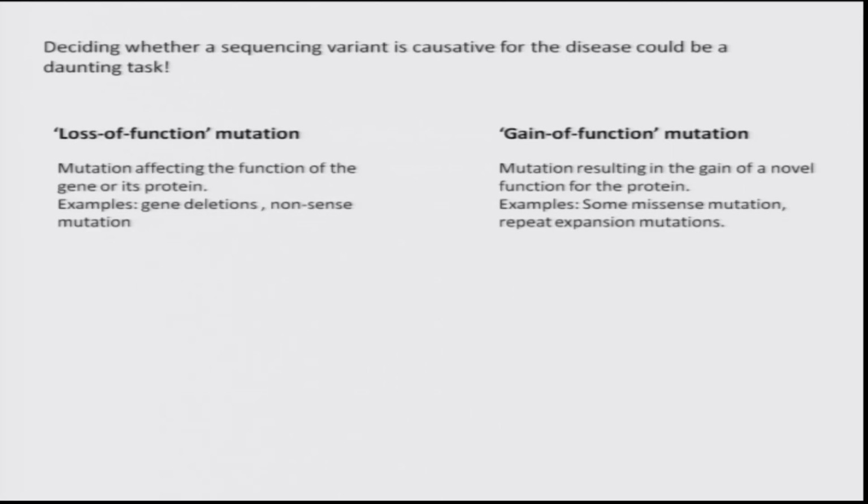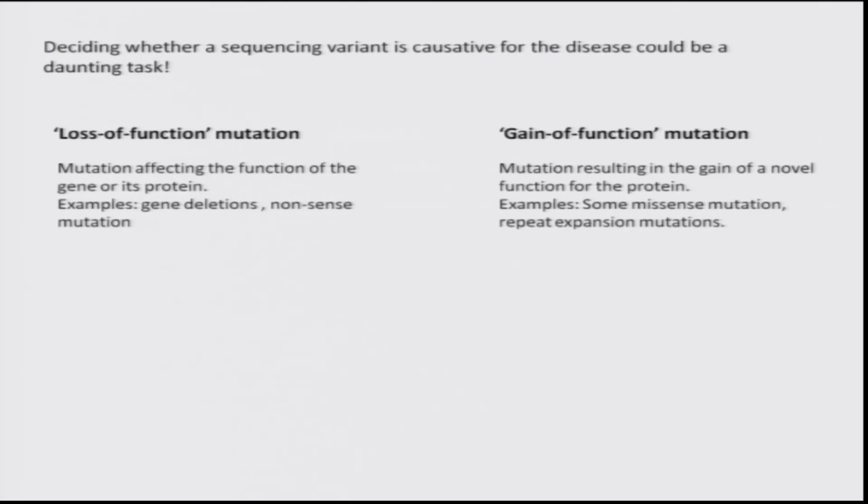One group of mutations is called loss of function mutation, which is very self-explanatory, meaning that the change you see in the DNA segment of a gene results in the loss of the gene's function. So, the mutation affects the function of the gene or its protein. Either the gene itself may not be expressed, RNA may not be made, or it does make RNA, but it does not make protein. There are many examples for this.